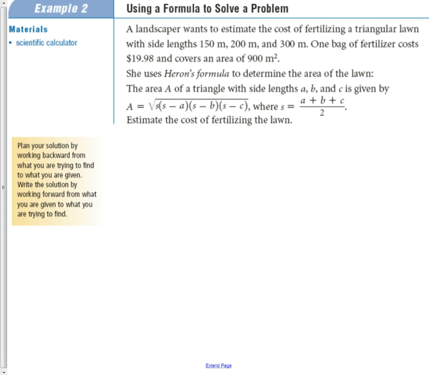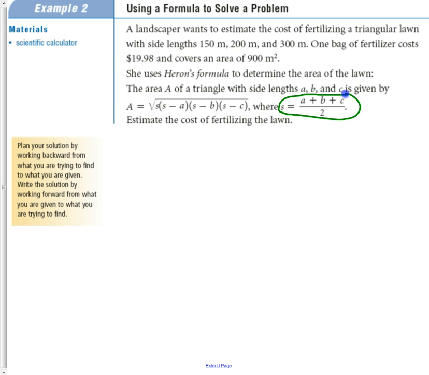Here, the value of S is this average. All right, it's almost like an average. It's the sum of all 3 sides divided by 2. We're not really told what S is in the formula, but we are told that we can use S to calculate the area of a triangle.